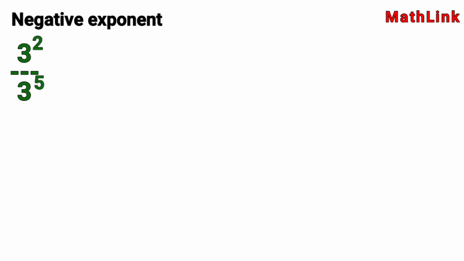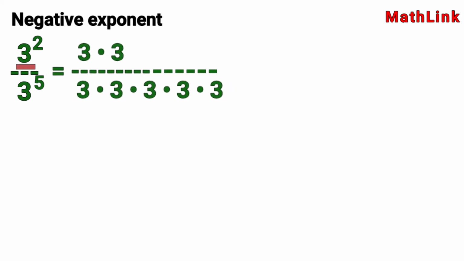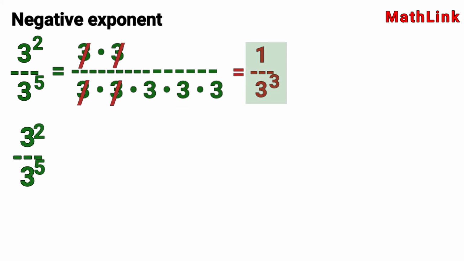Negative exponent. Consider 2 ways of simplifying 3 raised to 2, over 3 raised to 5. 3 raised to 2 means 3 times 3. 3 raised to 5 means 3 times 3 times 3 times 3 times 3, which is equal to 1 over 3 raised to 3.